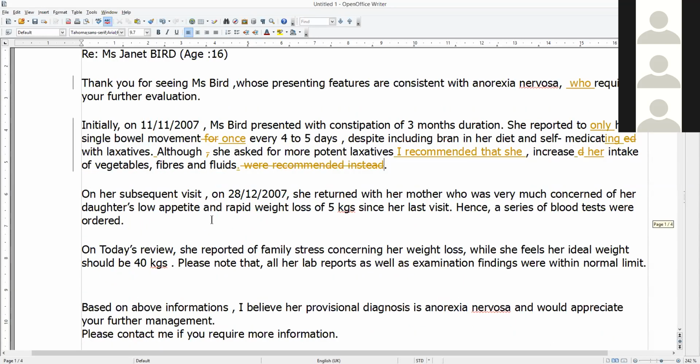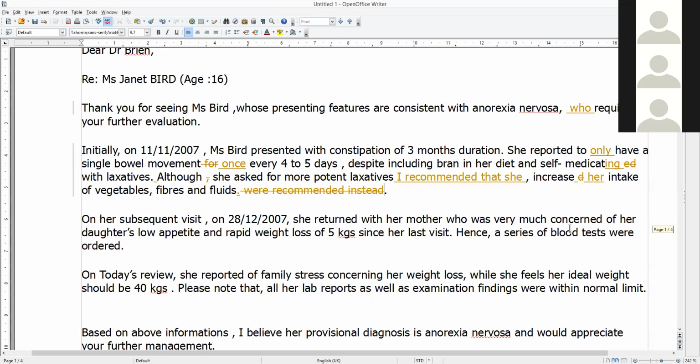Okay, on a subsequent visit, she returned with a mother who was very much concerned, well, of, we wouldn't use of. She's very much concerned with her daughter's low appetite, but not of. I wouldn't use of as a preposition. We're not concerned of, we're concerned with. Hence, a series of blood tests were ordered. In the case notes, it also says something about the doctor deciding to see her on her own. So you could maybe put that.